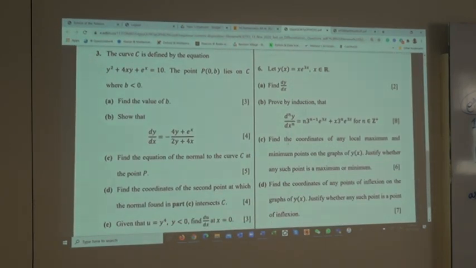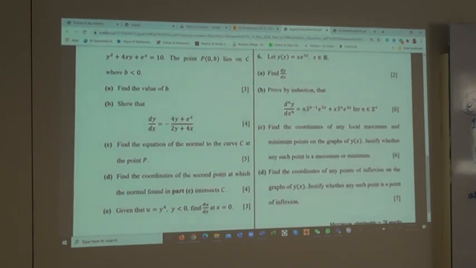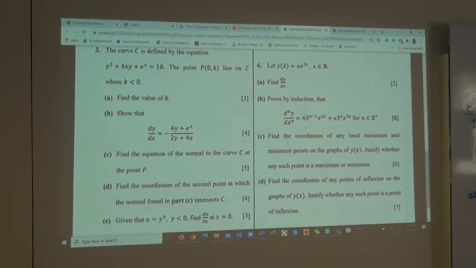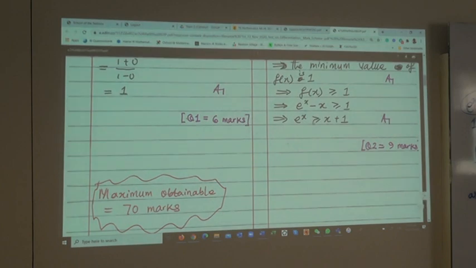I think this is a past IB question. There are 2 questions of this type, so I just pick one of them. The curve C is defined by that implicit equation, implicit function. Point B lies on this curve. Find the value of b. Now, finding the value of b is easier. You just substitute x is equal to 0 and y is equal to b.